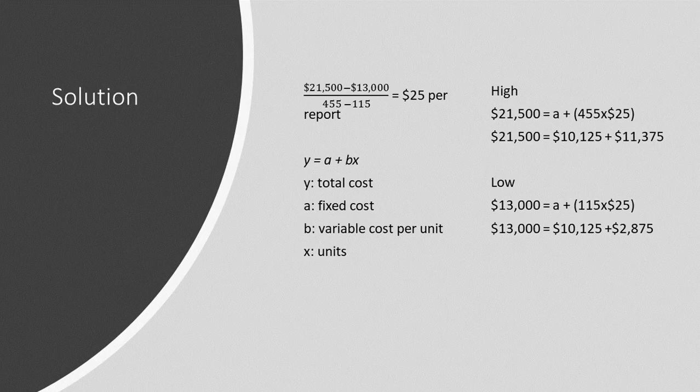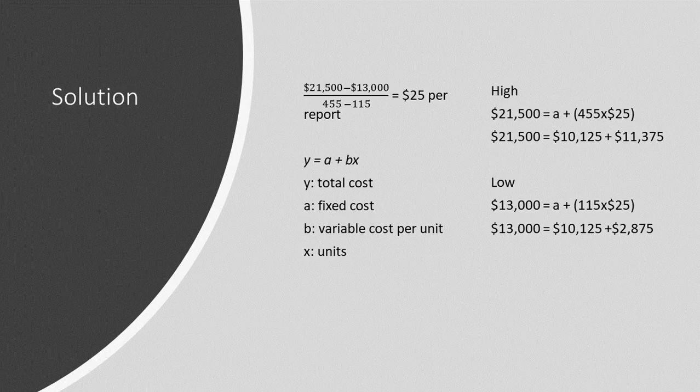Then we have an unknown amount of the fixed amount, that is A, and then variable costs per unit multiplied by the number of reports. So the product there is 11,375. Okay, so total cost is 21,500. Variable cost is 11,375. So the difference is 10,125. So that is the fixed cost.